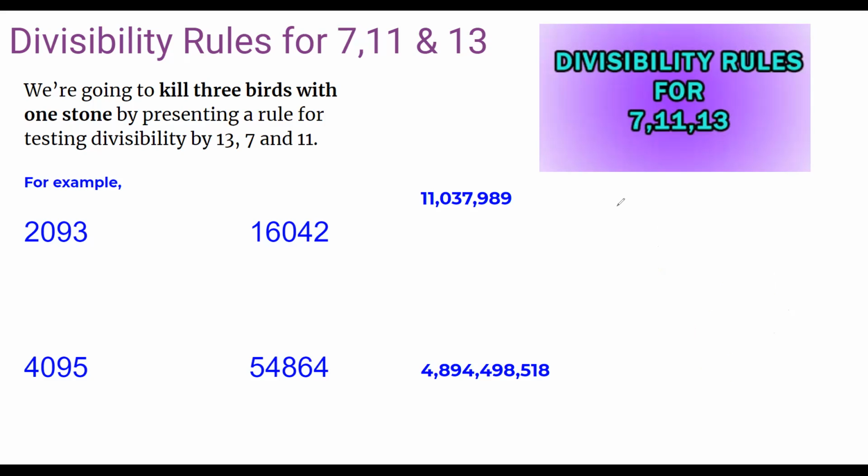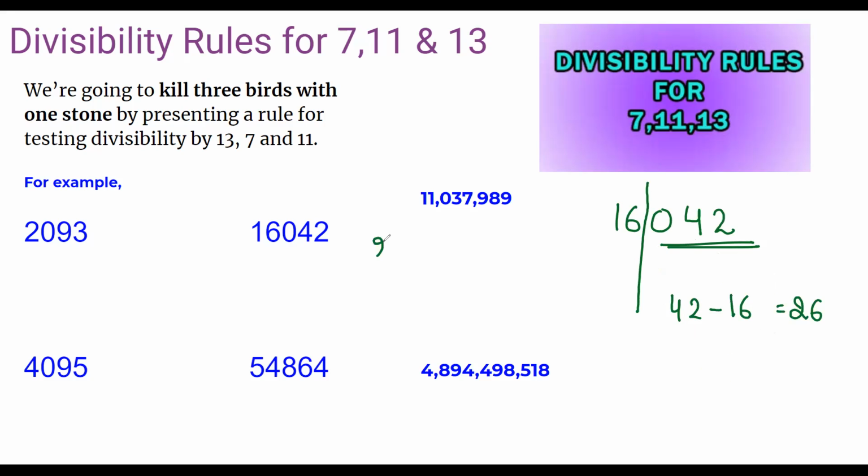Now suppose you have 16042. When you group into three digits, one time, so 42 minus 16. How much did you get? 26. Is 26 divisible by 13? Yes. Is 26 divisible by 11 and 7? No. So this can be divisible only by 13, not by 7, not by 11.